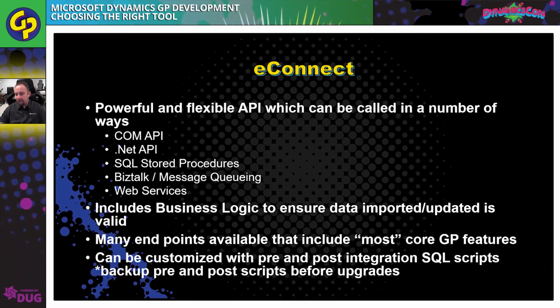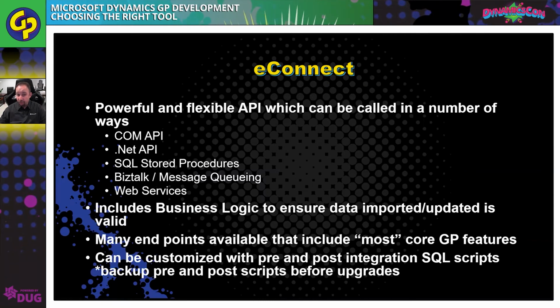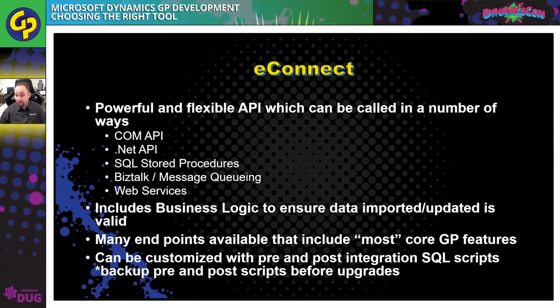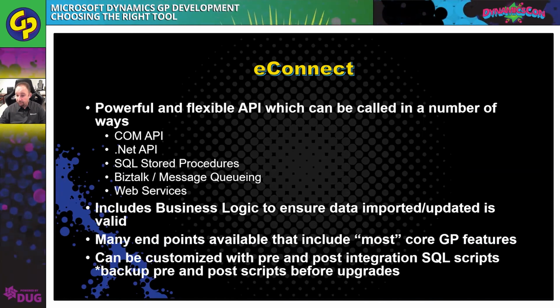eConnect is a suite of stored procedures, basically, which can be called in a number of different ways. We can call them with a COM API, that's Application Programming Interface, a .NET interface. We can call the stored procedures directly. We can also go through things like BizTalk and message queuing. And they are also, we'll talk about a little bit more in the future, wrapped as web services as well. So they include lots of business logic to make sure that the data being imported is correct.